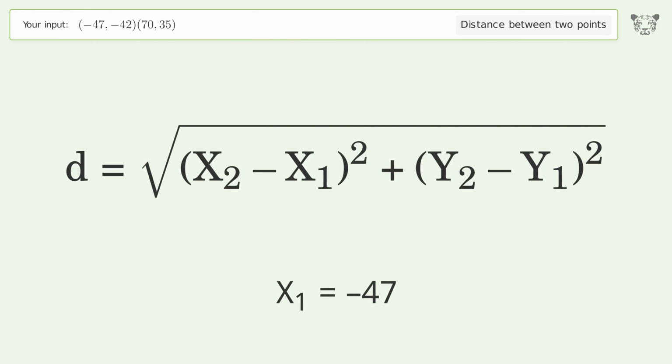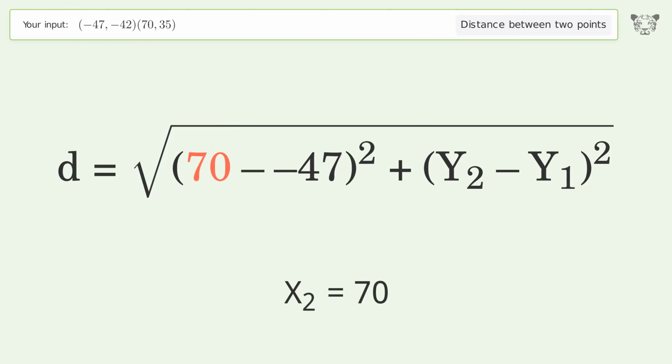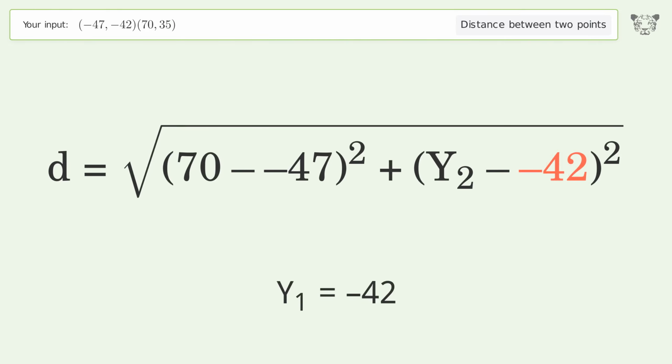x1 equals -47. x2 equals 70. y1 equals -42. y2 equals 35.